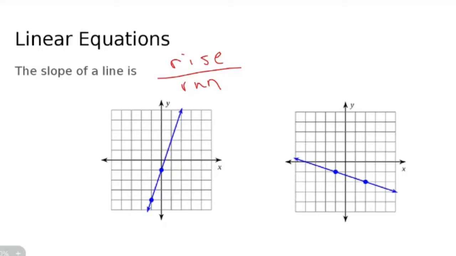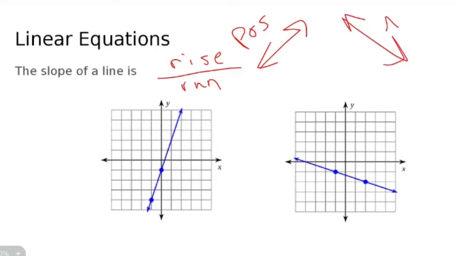Slope of the line is rise over run. So there's 2 types of slopes. Well, there's actually 4 types of slopes, so let's talk about the 2. Positive slopes go up and to the right or down and to the left. Negative slopes go down and to the right or up and to the left. So what we do is we have to figure out what our rise over run is.